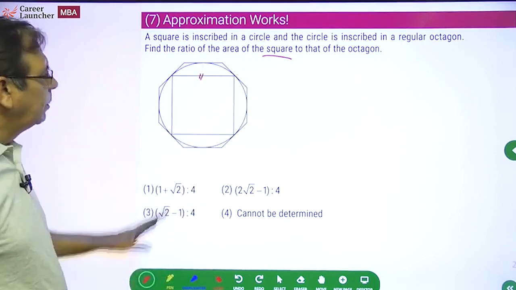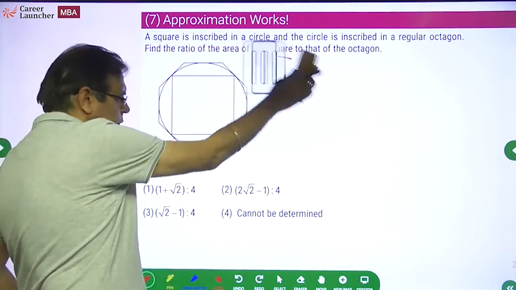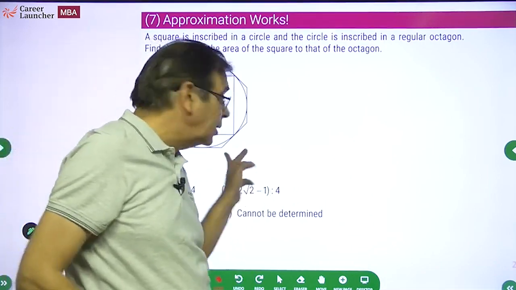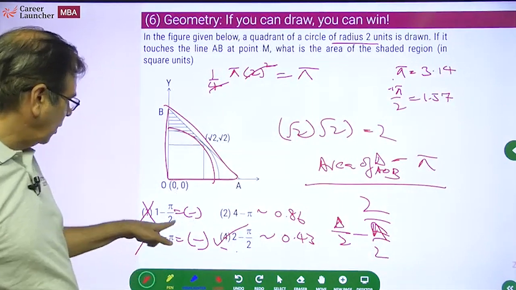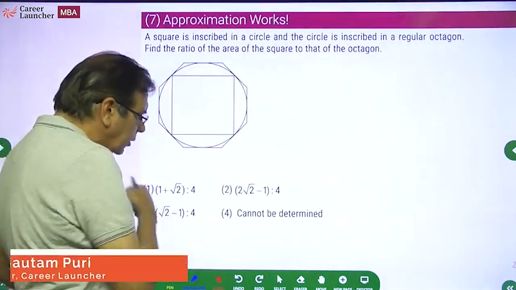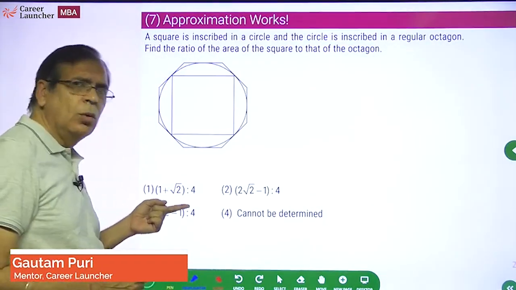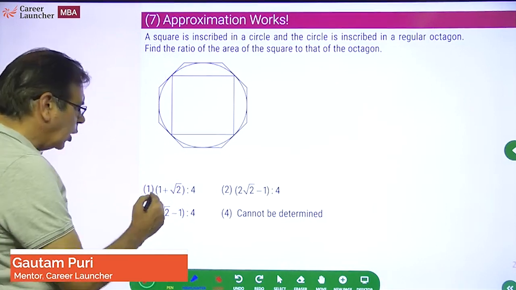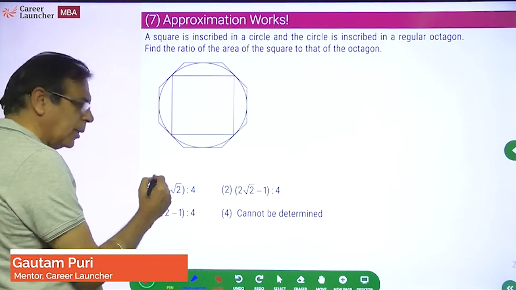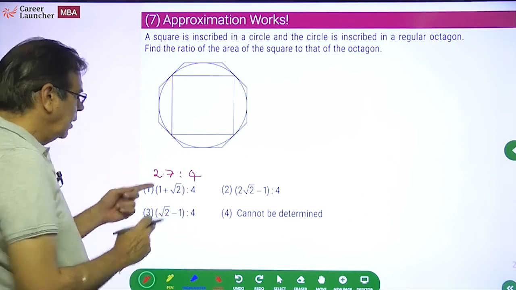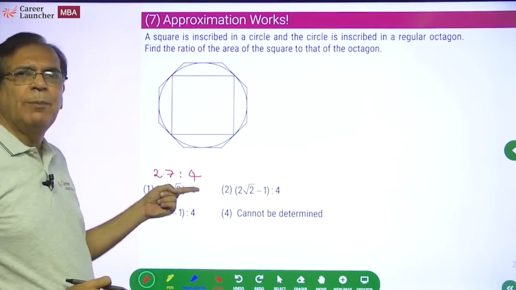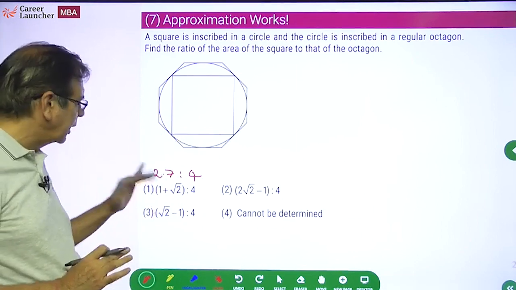Okay. Before you do anything, please look at the choices. Again, the choices are like the previous question. What did you do in the previous question choices? We converted these into numbers that we understand. So let's do the same. How much is root 2? 1.4. So choice 1 is nothing but 1 plus 1.4, which is 2.4. That means the square is approximately 80% of this octagon. That is what it is saying.